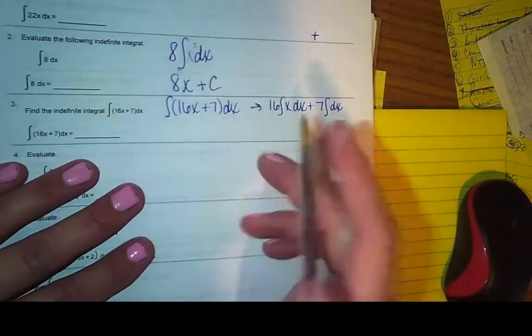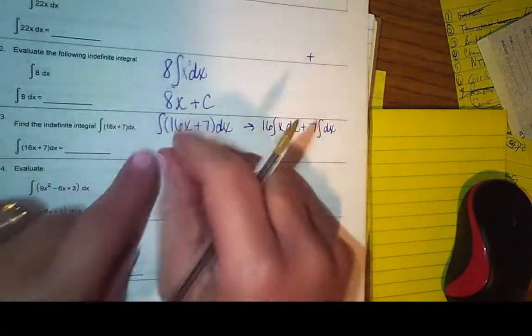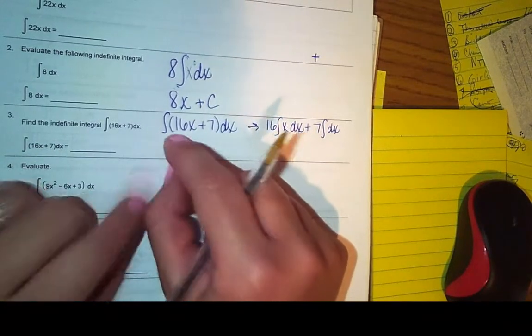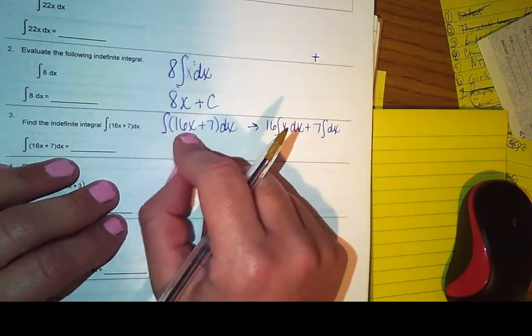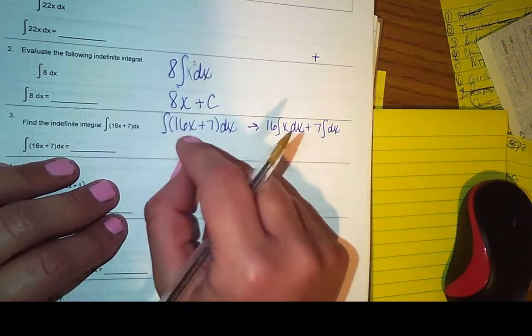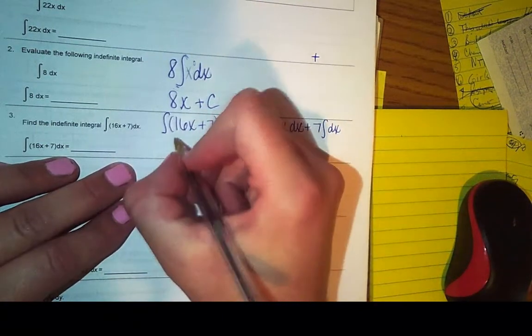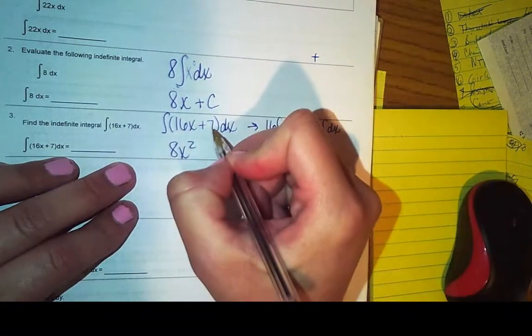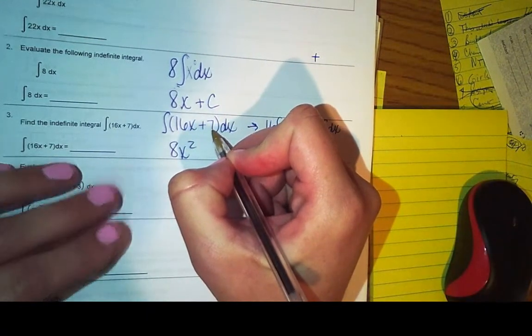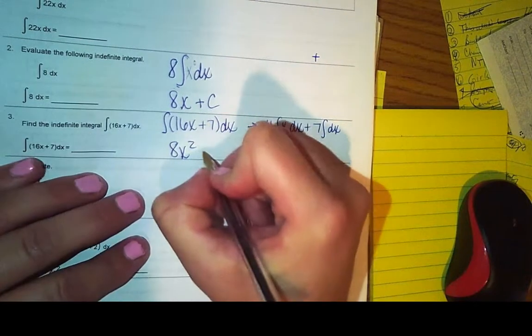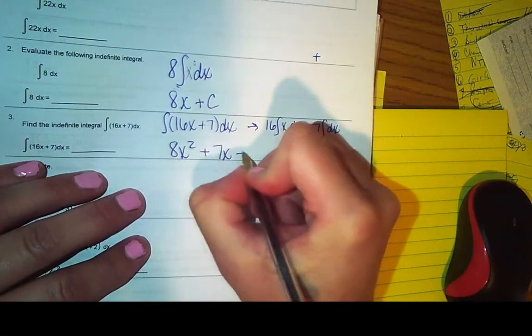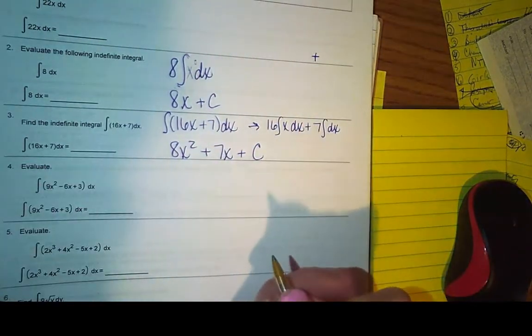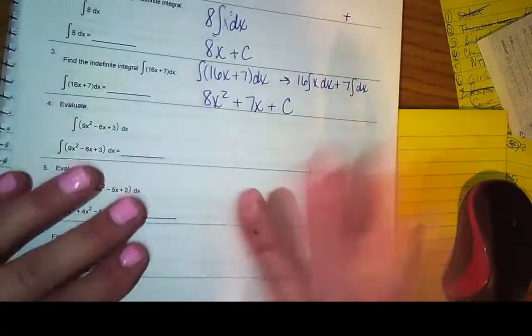All right, so when I integrate this, I'm not going to mess with all this kind of stuff. I'm just going to remember I can go term by term. So 16x becomes 16x squared over 2. So 16x squared over 2 is going to reduce to 8x squared. Okay, and then what's the integral of 7x to the 0? It becomes 7x. And then do not forget your plus big C.